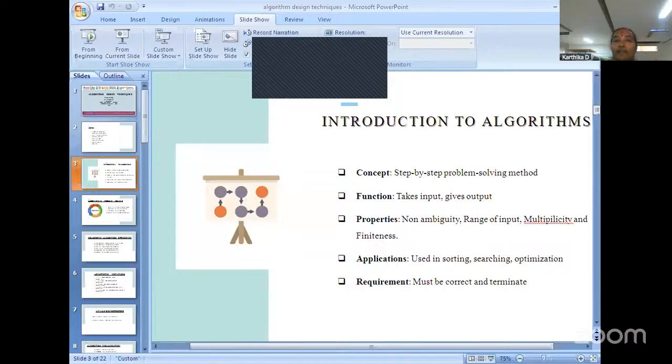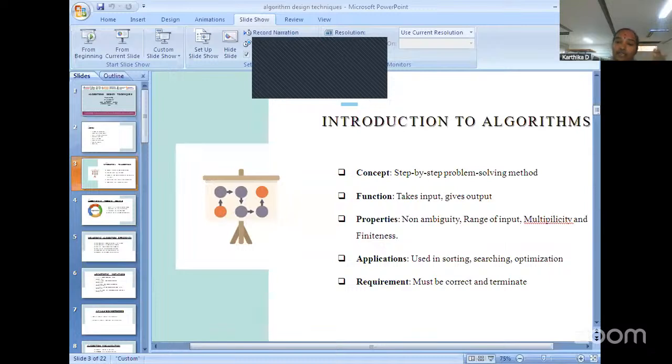Next, multiplicity. I already told you there are many ways to represent an algorithm. That is called multiplicity. And then finiteness. Finiteness means that after performing the required operations, the algorithm should terminate. After a certain period of executing the algorithm, it automatically terminates. That is called finiteness. Next, speed. It is based on efficiency.